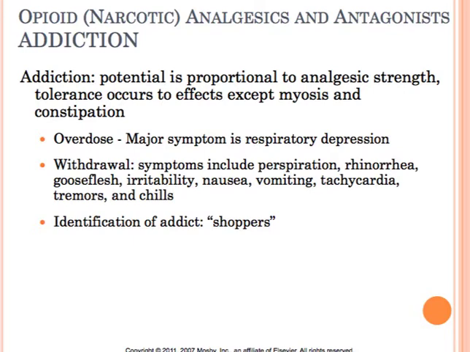2 major signs of addiction are craving and loss of control of the ability to stop using a drug. On chronic administration of opioid analgesics, a patient can develop tolerance or habituation and dependence. Tolerance occurs to all of the effects of the opioids except for miosis and constipation. That doesn't go away. And overdoses obviously can be deadly.